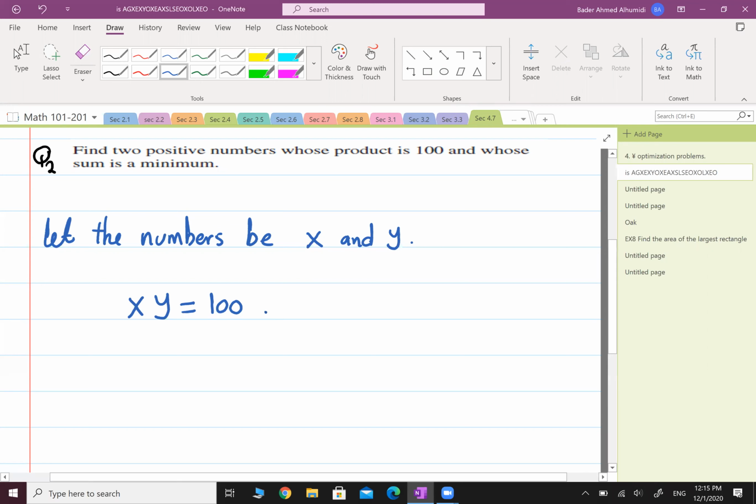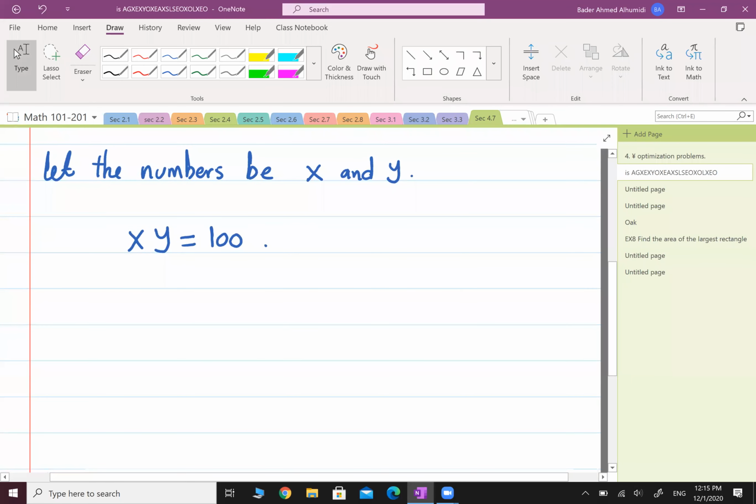We have infinitely many numbers whose multiplication is 100. The question is, which pair among these pairs of numbers will give me the minimum sum? I need to find the minimum of the sum. So the question is about the sum of these two variables.